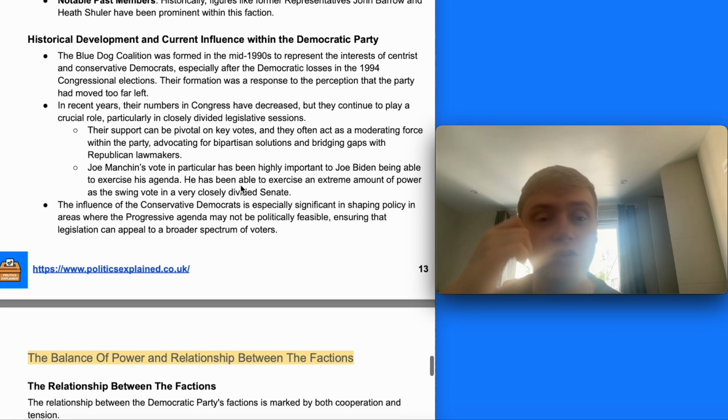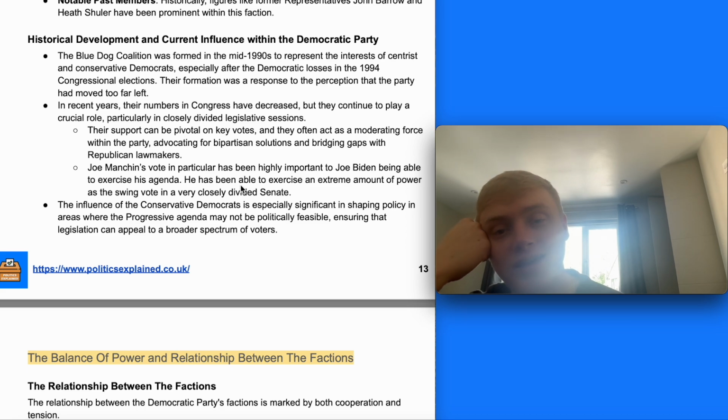In recent years, their numbers in Congress have significantly decreased, but they continue to play a crucial role, particularly in closely divided legislative sessions. Their support can be pivotal on key votes, as they often act as a moderating force within the party, advocating for bipartisan solutions and bridging gaps with Republican lawmakers. If any Democrats are going to vote with the Republicans, it's going to be this faction of the party.